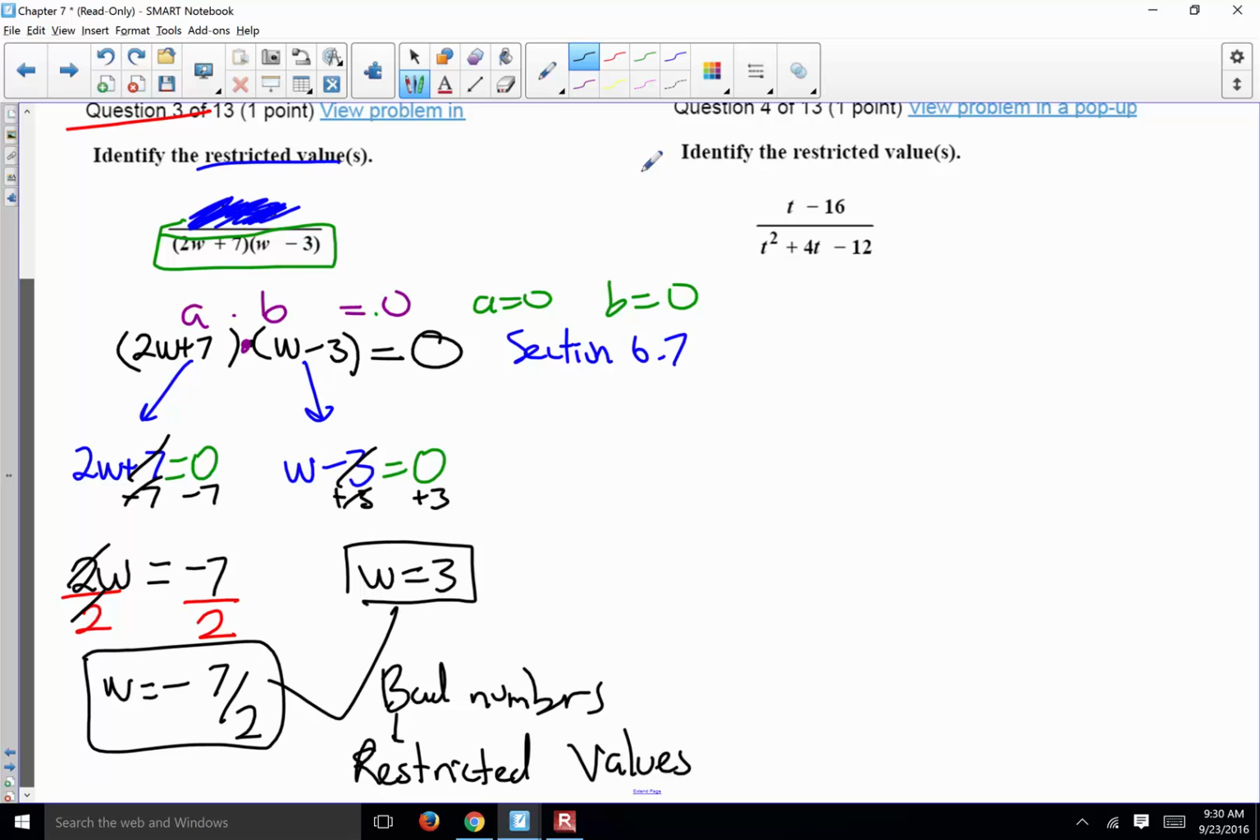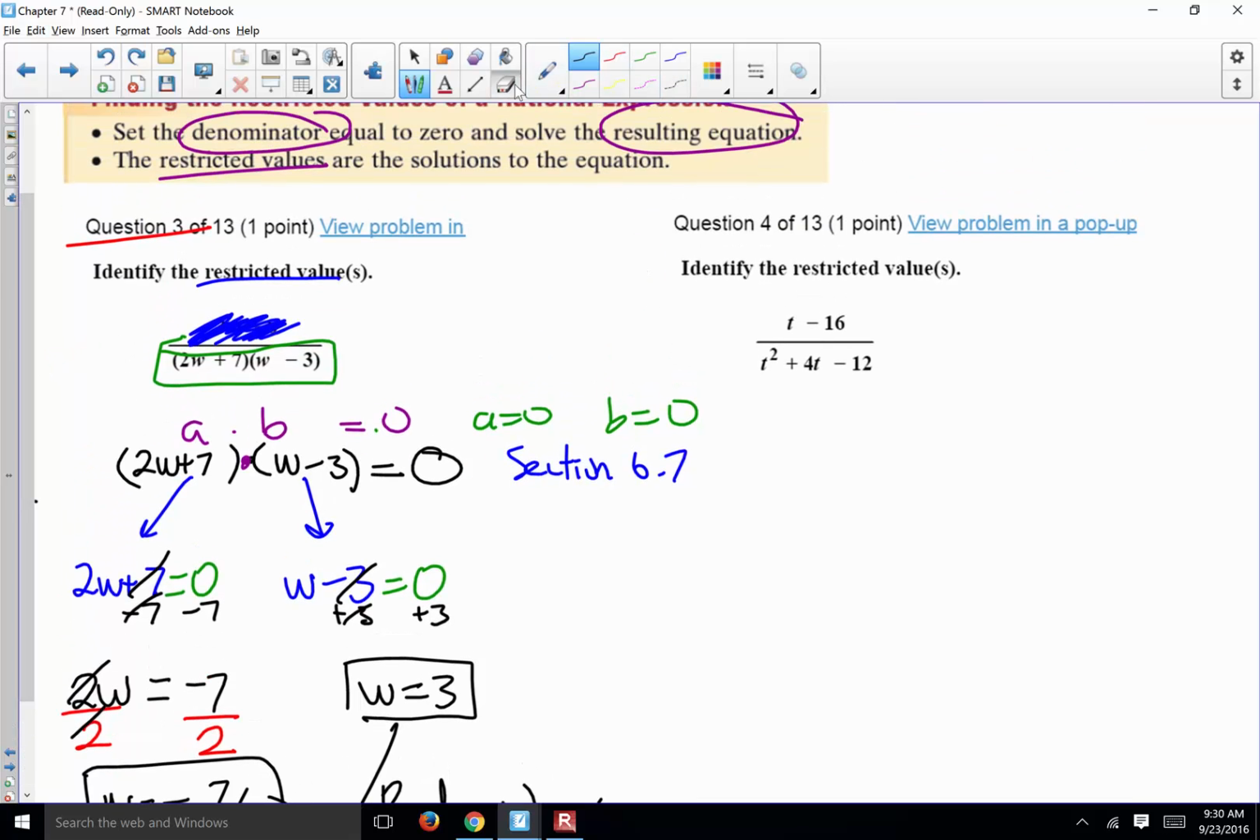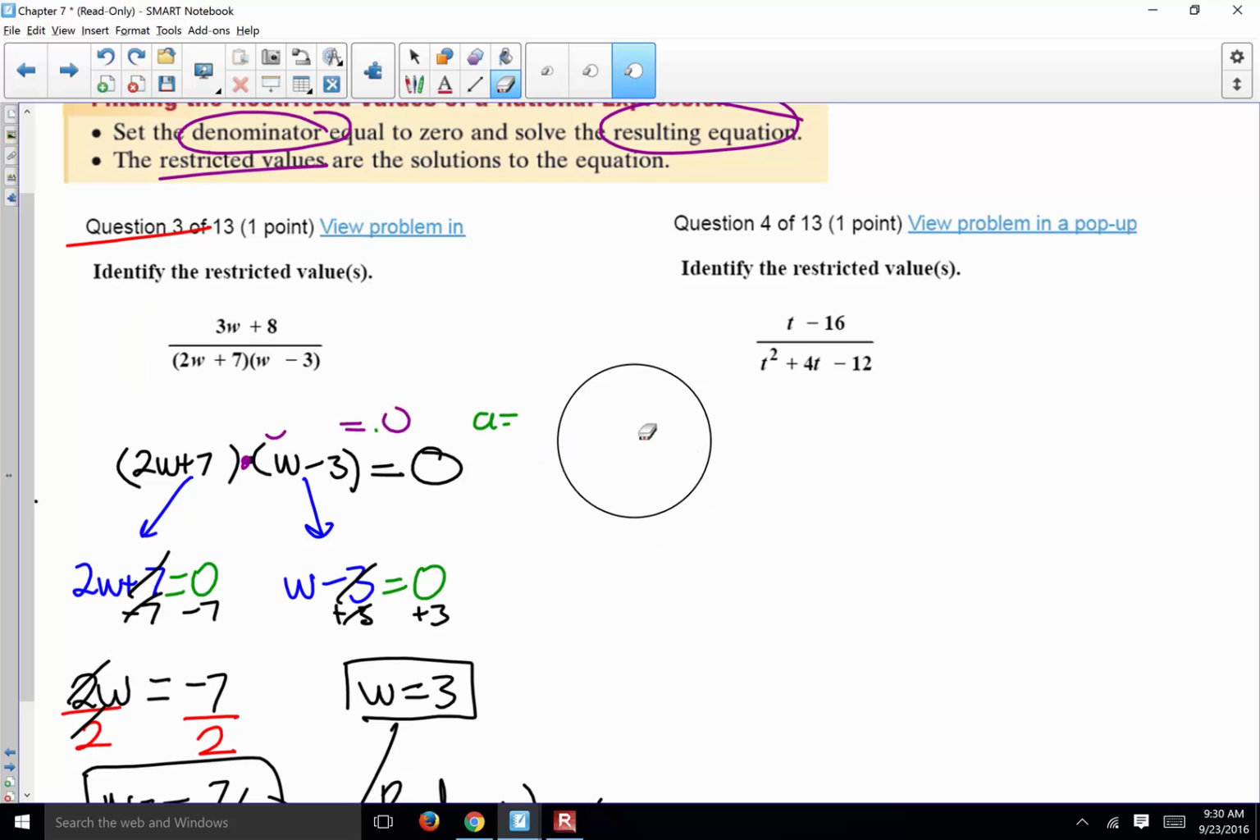Alright. The next one, number 4, is uglier. Why? Number 3 was kinda easy. Number 4 is more challenging. Same statement, restricted values. Why do you think number 4 looks worse?